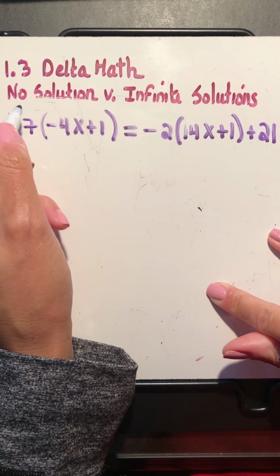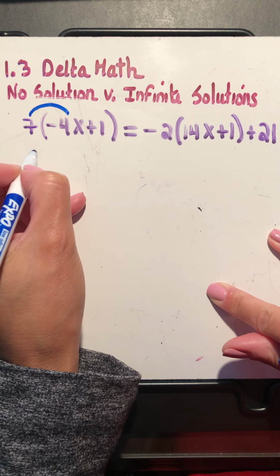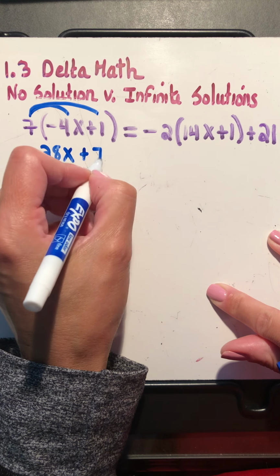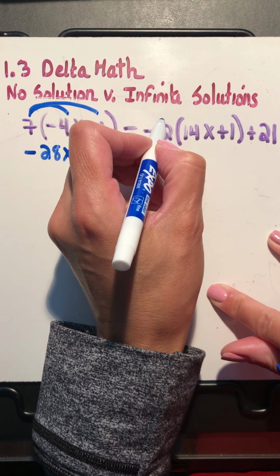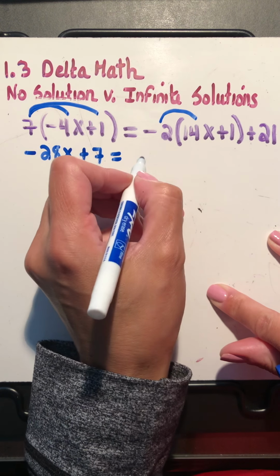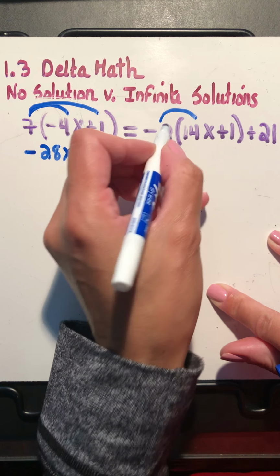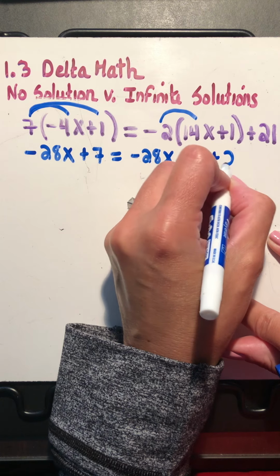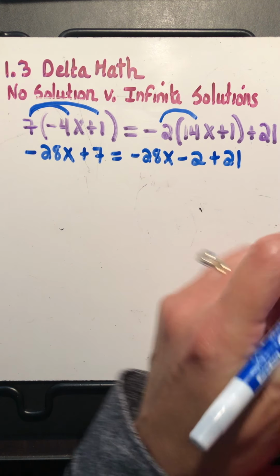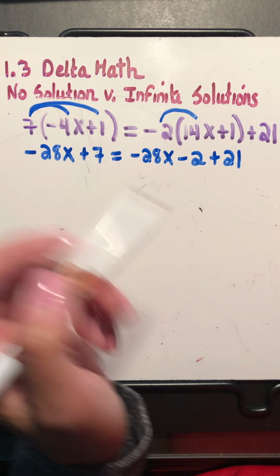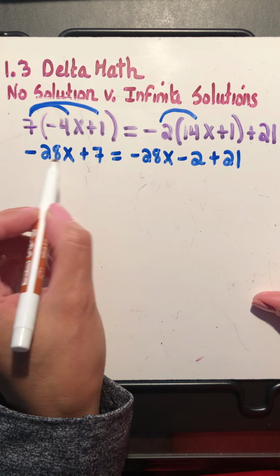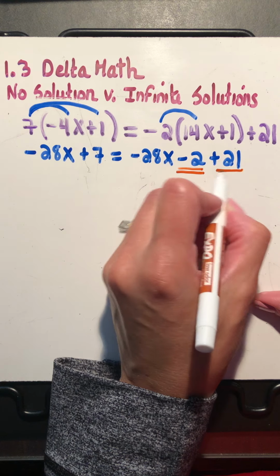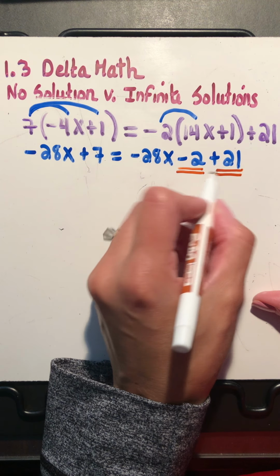I'm going to distribute first. 7 times -4x is -28x. 7 times 1 is a positive 7. Then I'm going to distribute on the right. -2 times 14x is -28x. -2 times +1 is -2. And then don't forget about the plus 21. Before we can proceed, we need to clean this up a little bit. We want to combine like terms. On the left, there are no like terms to combine, but on the right, there are. Remember, -2 is friends with 21. I can combine them together, and that gives me positive 19.